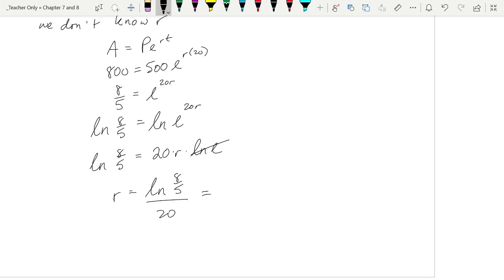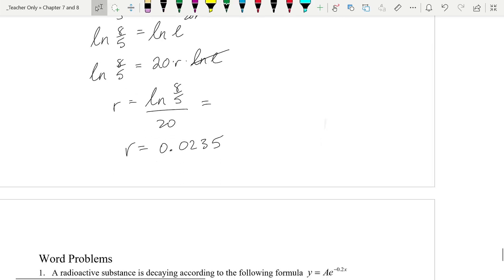You punch it and I'll punch it. This time I'll use old reliable. 8/5, close the brackets, natural log divided by 20 equals, and it should make sense that this is a decimal. Because what kind of a number are we finding here? A rate, a percent of growth.